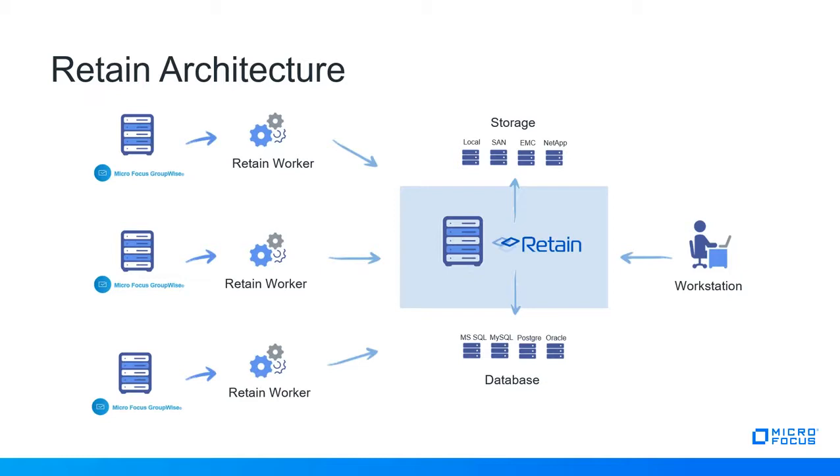So let's go to the center of the picture. We have the Retain server. The server needs to be connected to a kind of database server. Could be Microsoft SQL, could be MySQL, Postgres, or Oracle. And within the database, we store the metadata of the messages, but not the message or the attachment itself, because these are stored in the storage. So besides being connected to a database, we also need to connect the Retain server to some kind of storage. You can use a local storage, meaning a local disk on the Retain server. It could be a partition coming from a SAN device. It could also be special storage devices like EMC Centera or NetApp.